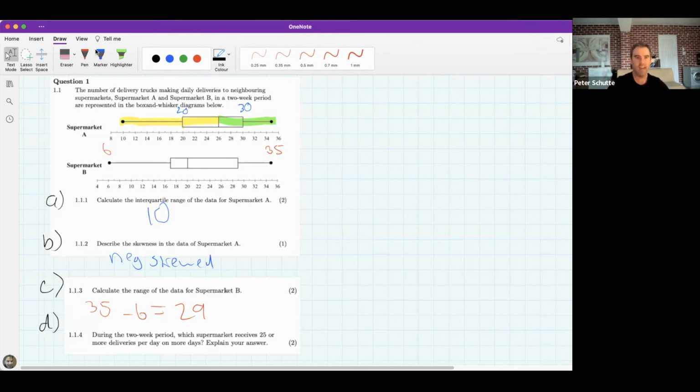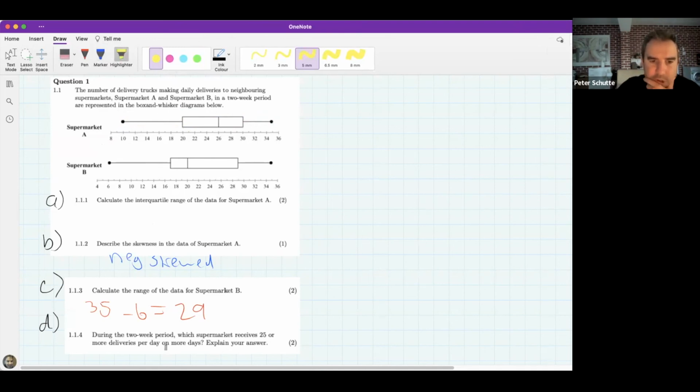So look at the scales and the values that are included, and then go from there. So we're looking for the one that experiences, let's go over the question again. During the 2-week period, so this 2-week period is being shown on this box and whisker, which supermarket receives 25 or more deliveries per day on more days?